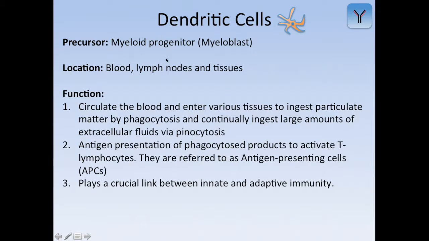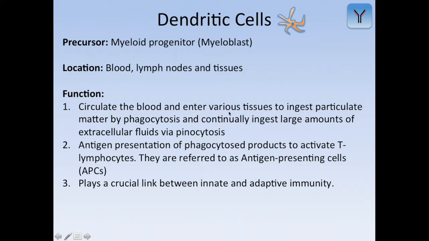Okay, so the dendritic cells actually will leave the bone marrow. They're inactive and naive in the blood, and then they go to the tissues, still naive, and eventually when they encounter a pathogen, they become activated and go to the lymph nodes. This will be in more detail later, but let's talk about the function.